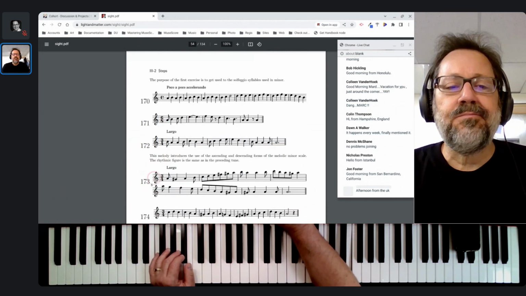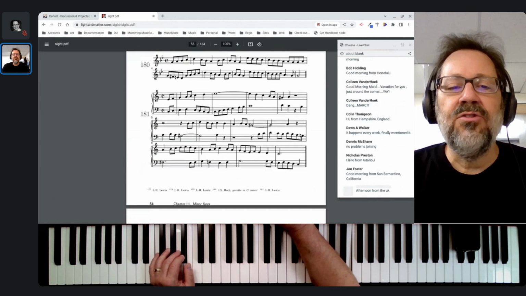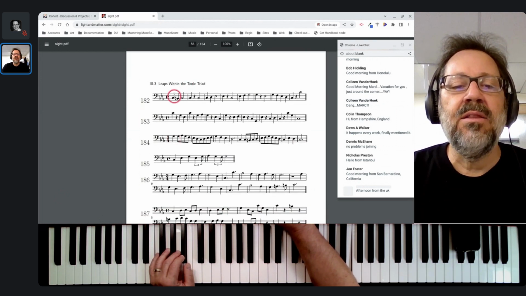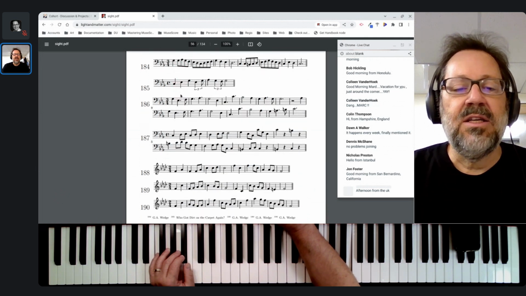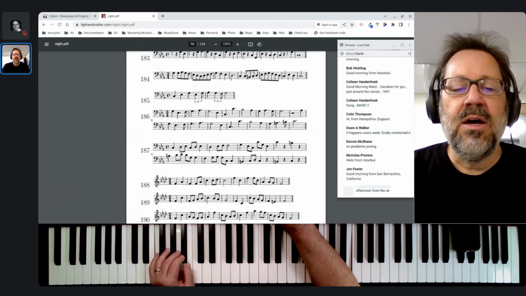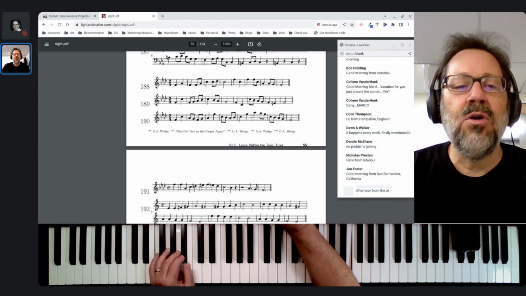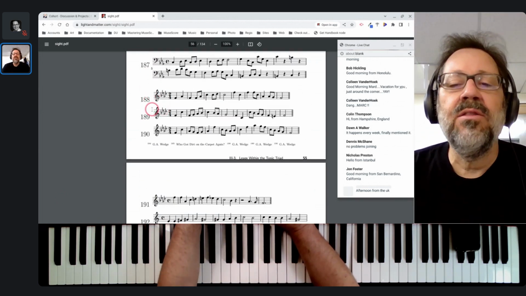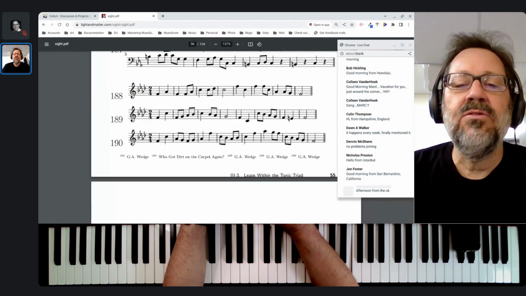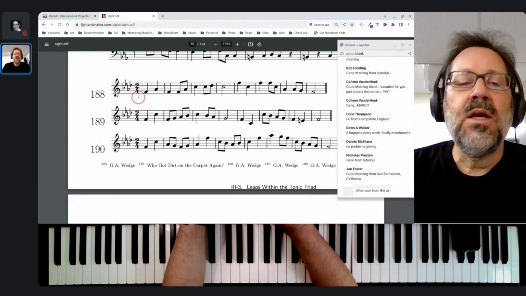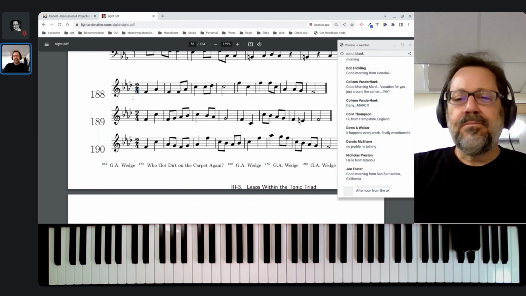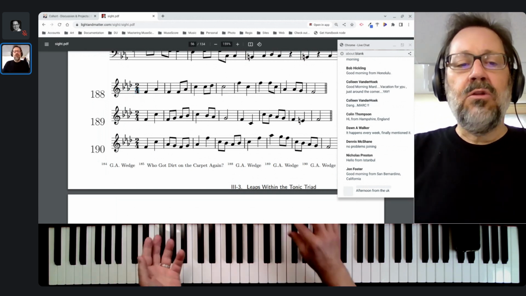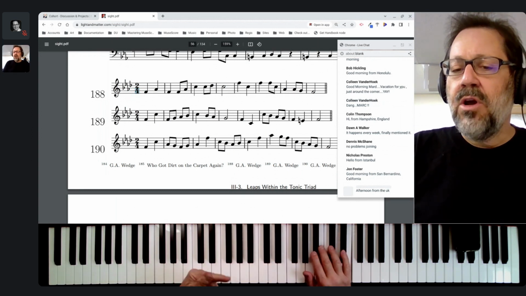So what I'm going to do is jump into some random piece of music here. I'm looking for one that's relatively simple. We're going to go with number 188 here on the screen, and zoom in a little more. 188. There we go. So I'm going to walk through it. We're going to look at it. We're going to talk about it.